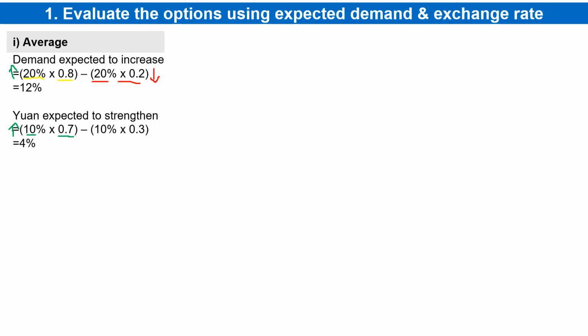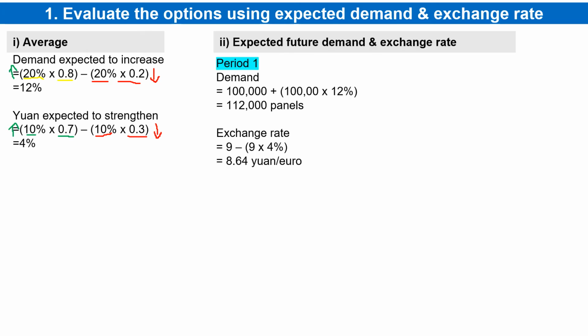And this is also the yuan expected to strengthen, where the probability that it will rise 10% is 0.7, and the probability that it will drop 10% is 0.3, and we can just like before multiply and then subtract, and we got 4%. And then the next step is we need to compute the expected future demand and exchange rate.